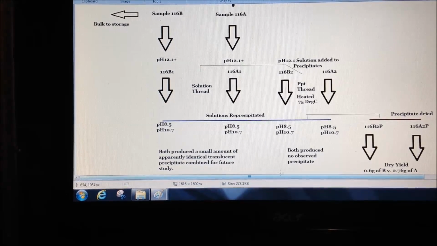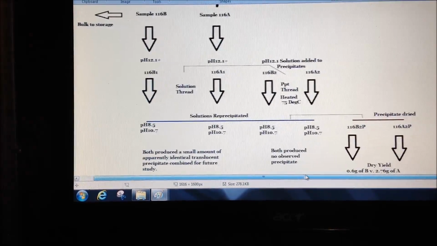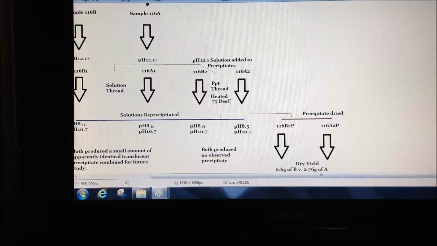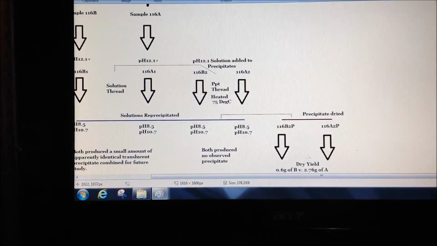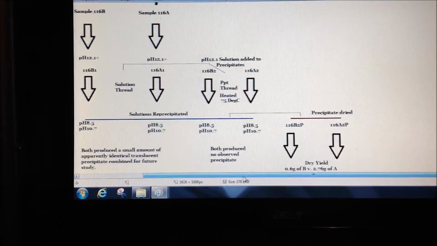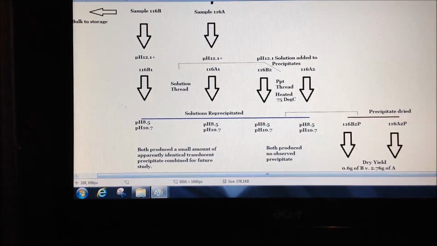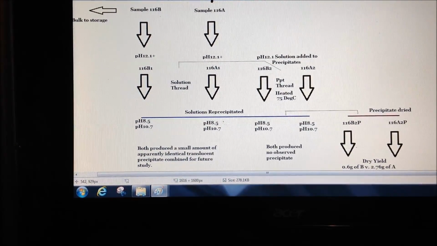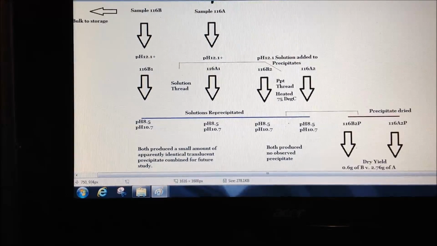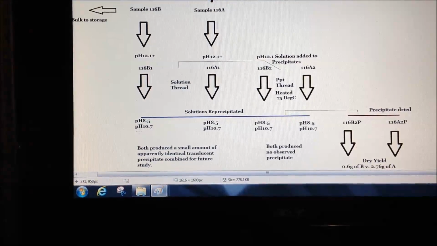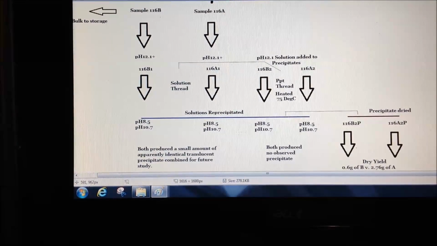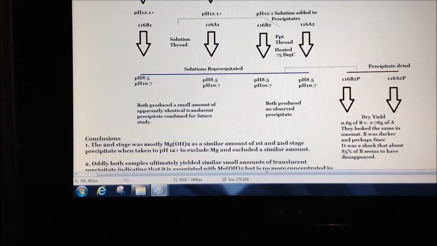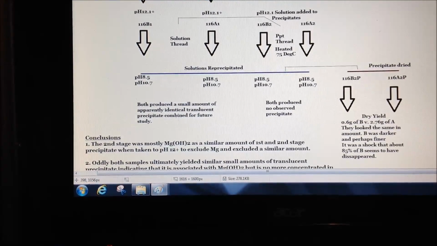The precipitate is then taken on and dried, while the four resulting solutions are all taken down to pH 8.5 to do a re-precipitation of that solution, and back up to 10.7 to go through the magnesium hydroxide zone, and also to capture any platinum group elements there.